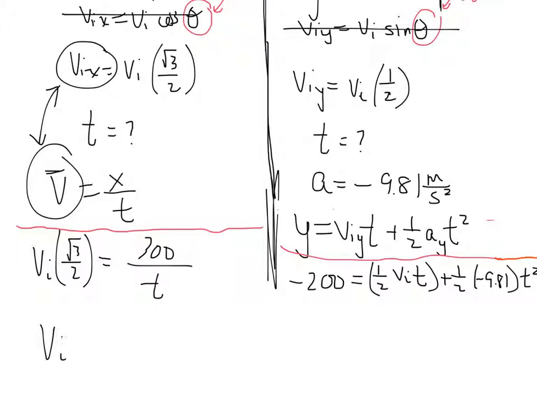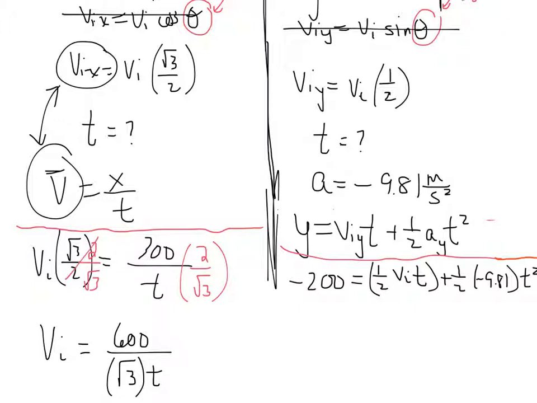So I'm going to solve for VI over here, and watch what I'm going to do. I'm just going to multiply by the reciprocal of that fraction. See the radical 3 over 2, multiplied by 2 over radical 3 on both sides. So this is going to become 600 over radical 3 t. Again, how did I get that? I multiplied both sides by 2 over root 3. Those cancel, the 2's and the root 3's cancel. 300 times 2 is 600 over t times root 3.